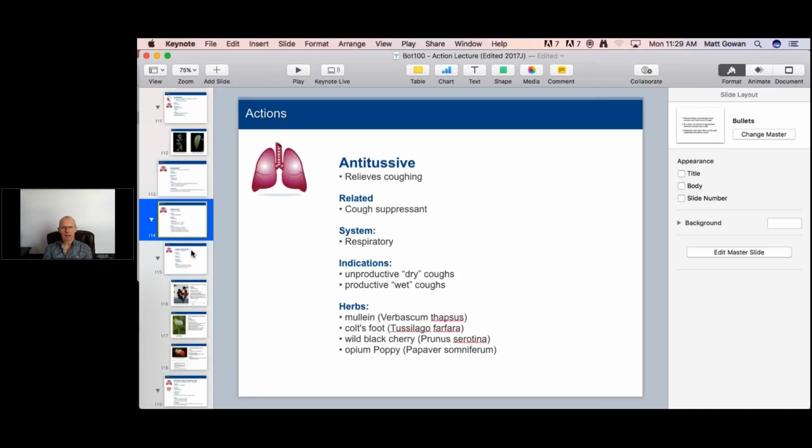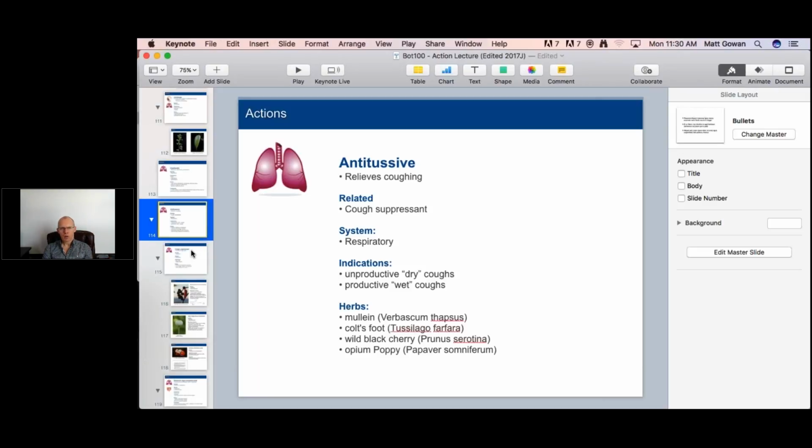Would you do A, an antitussive, B, an anti-allergic, C, an antiseptic, or D, a bronchodilator? So what would be the best action to use? And you'd be like, oh, it's the antitussive.